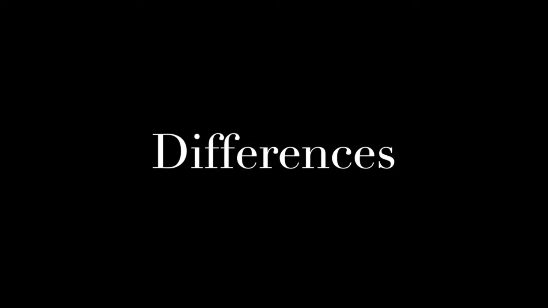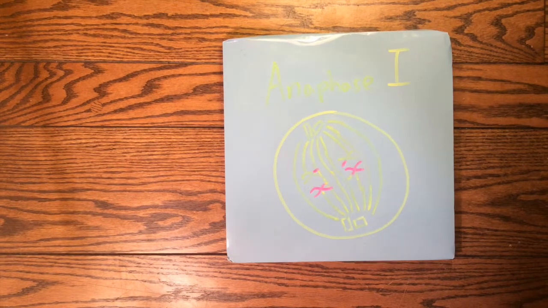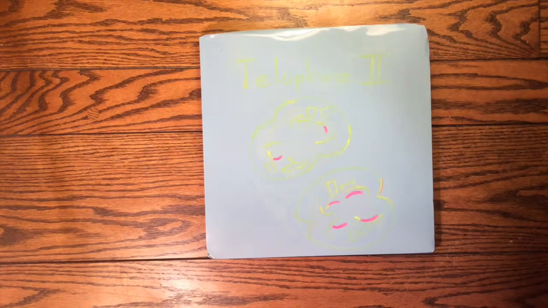Differences between mitosis and meiosis. Meiosis produces haploid daughter cells in an organism. It has half the chromosomes as mitosis and exchanges genetic material. When meiosis is completed, there are four cells.